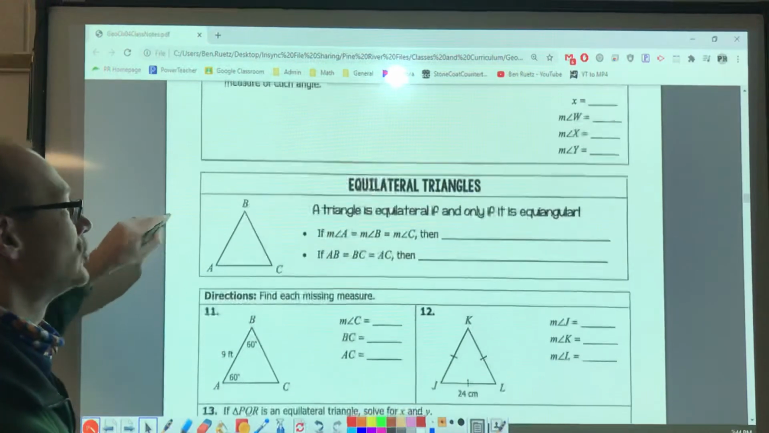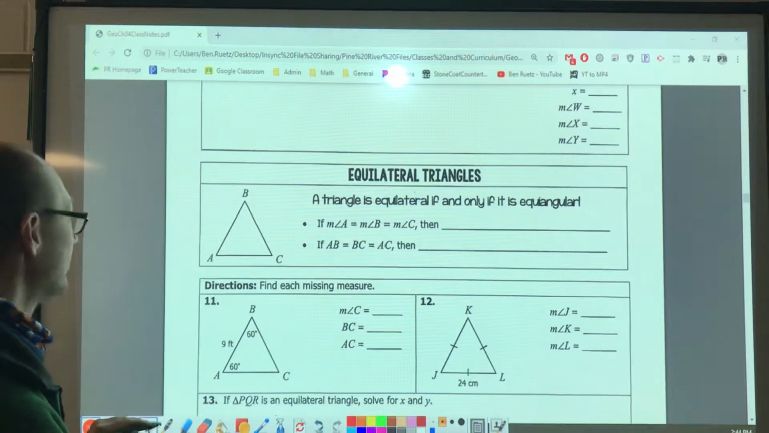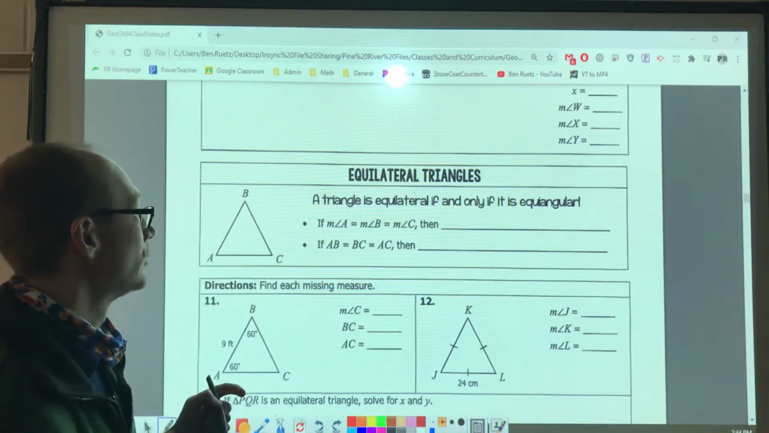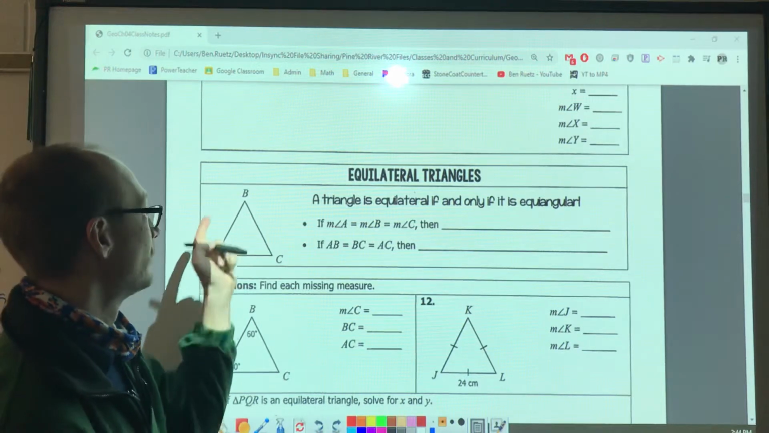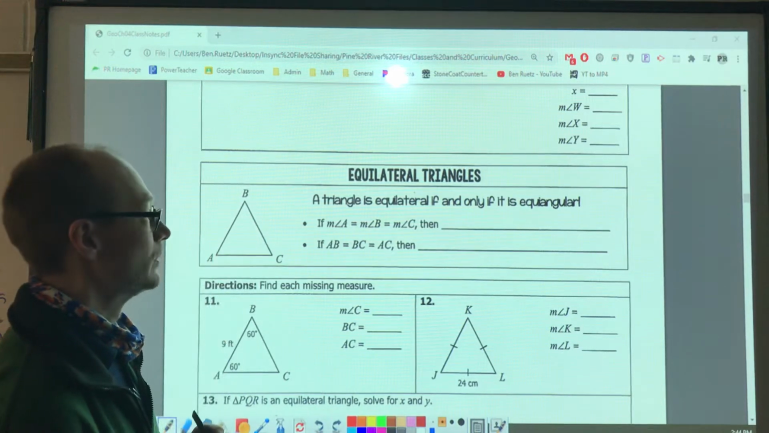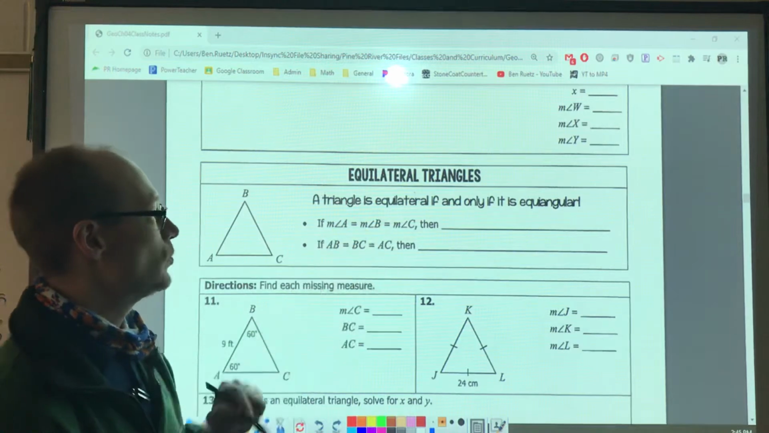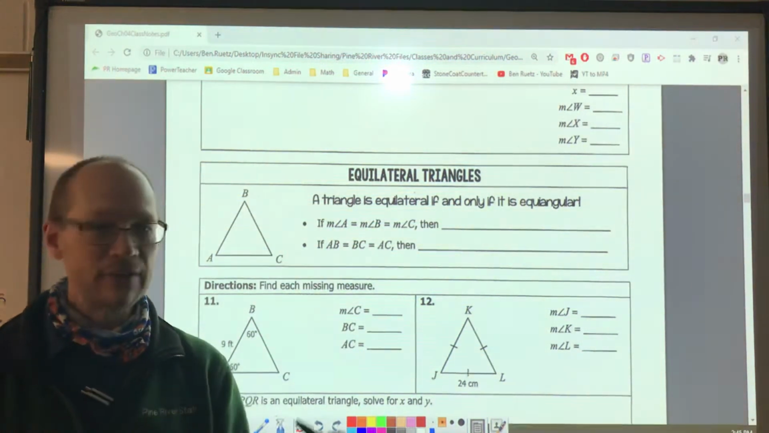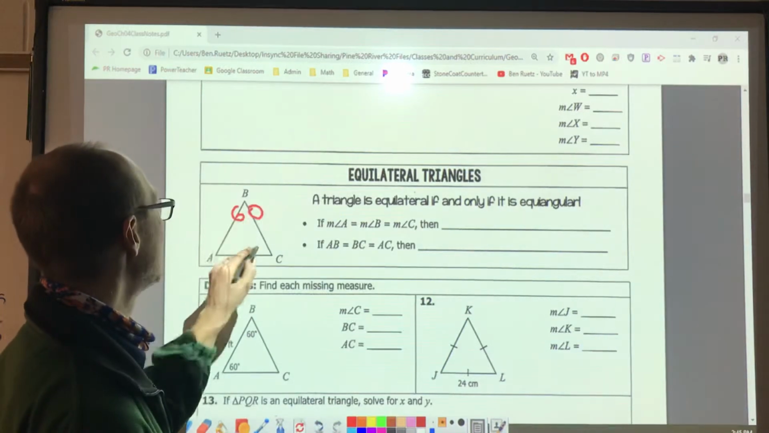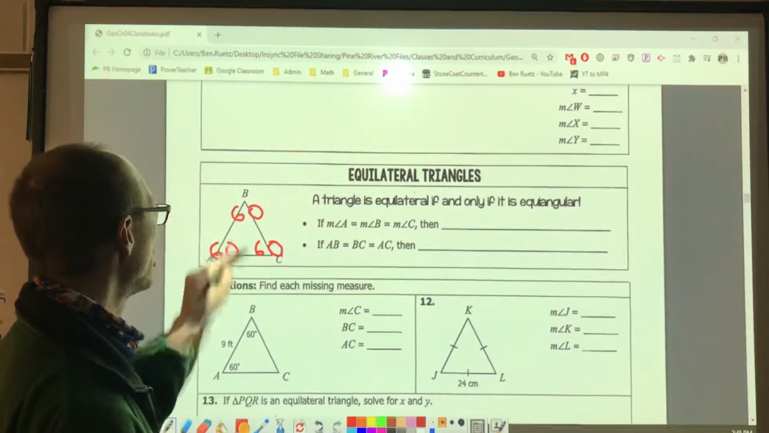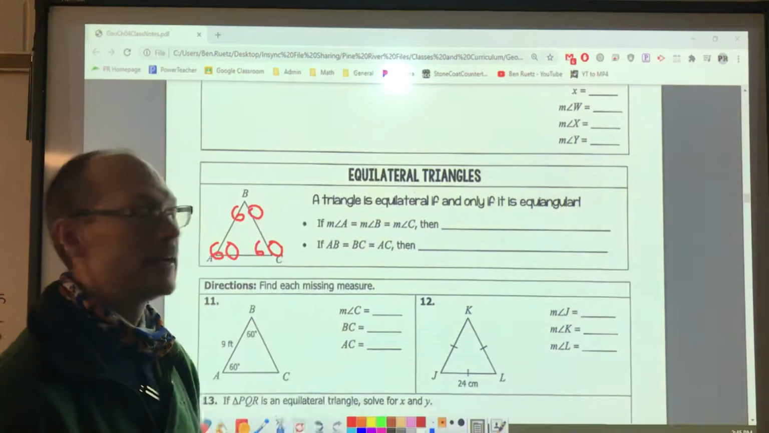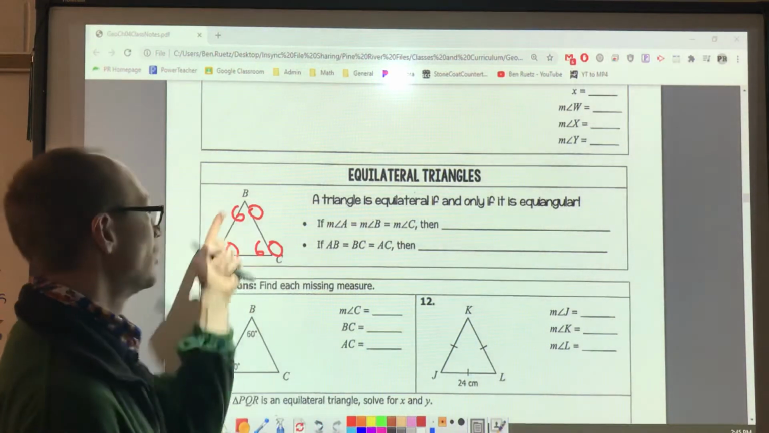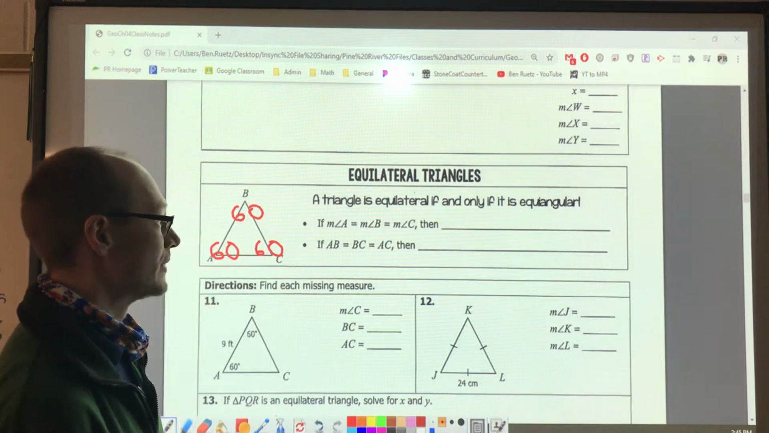And then moving on to equilateral triangles. If we have all three sides the same, then it's equilateral. Also, if we have all three angles the same, then it's equilateral. If they all equal one another, that's equiangular. What would they have to be if they were all equal? If we have three angles all added together that equal 180, wouldn't they all individually have to be 60? And yes, we don't know that the sides have to be anything special, but we do know the angles would all have to be 60 for that to be true.